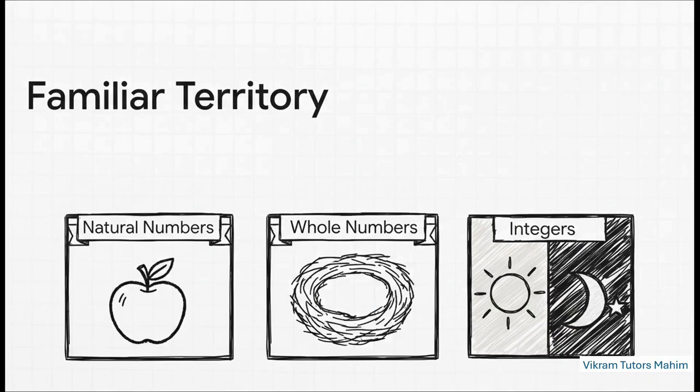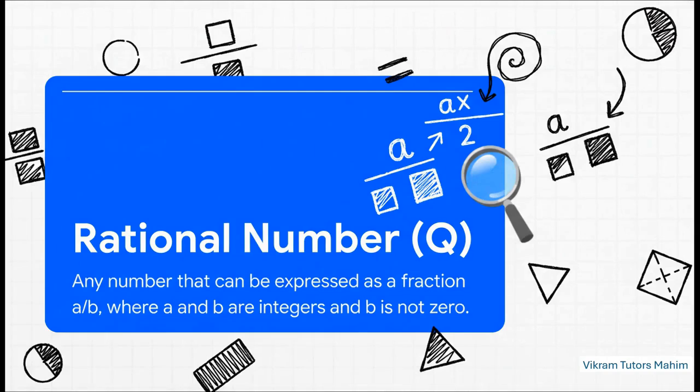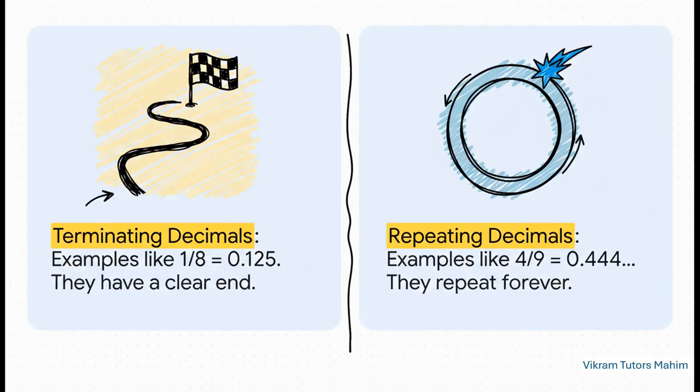All right, let's start on familiar ground. We've got naturals, wholes, and integers, the numbers we see every day. But check this out. These are all part of a much bigger, super organized family. And that brings us to rational numbers. The big deal? You can write them as a fraction. So their decimals are always predictable. They either stop dead or they repeat a pattern forever.